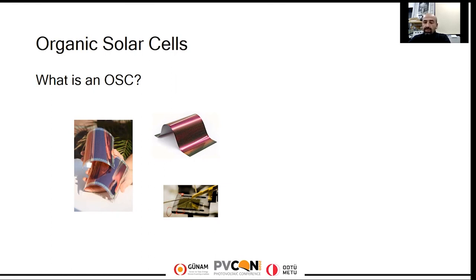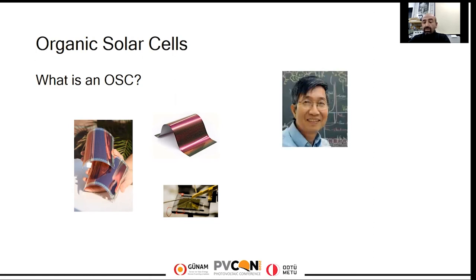The first organic solar cell was reported by Tang in 1986 with a power conversion efficiency of 1%. The cell had a bilayer structure, basically a donor unit and an acceptor unit.